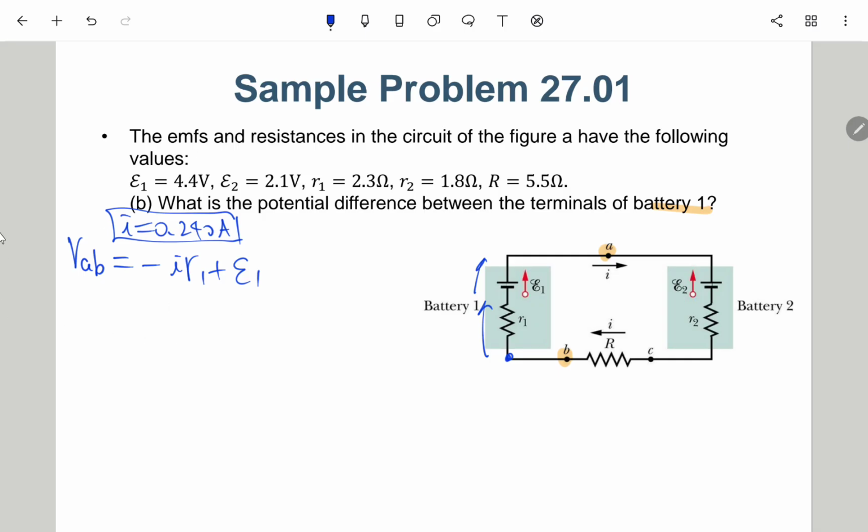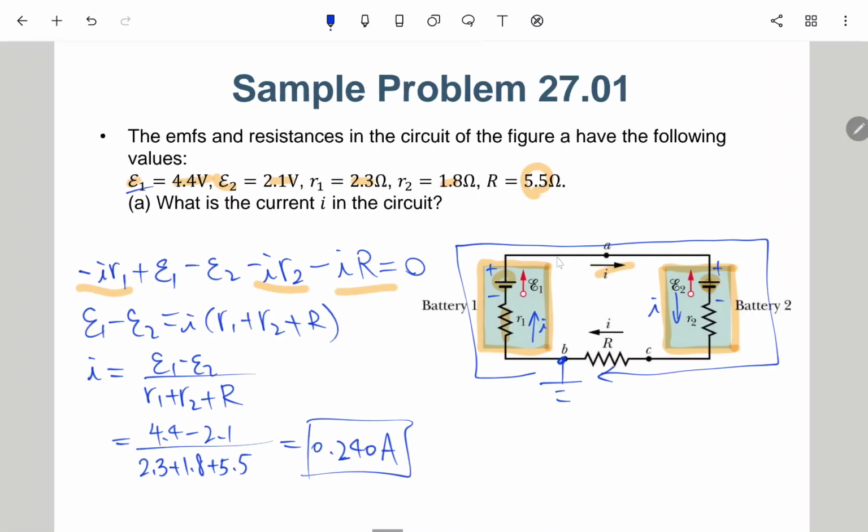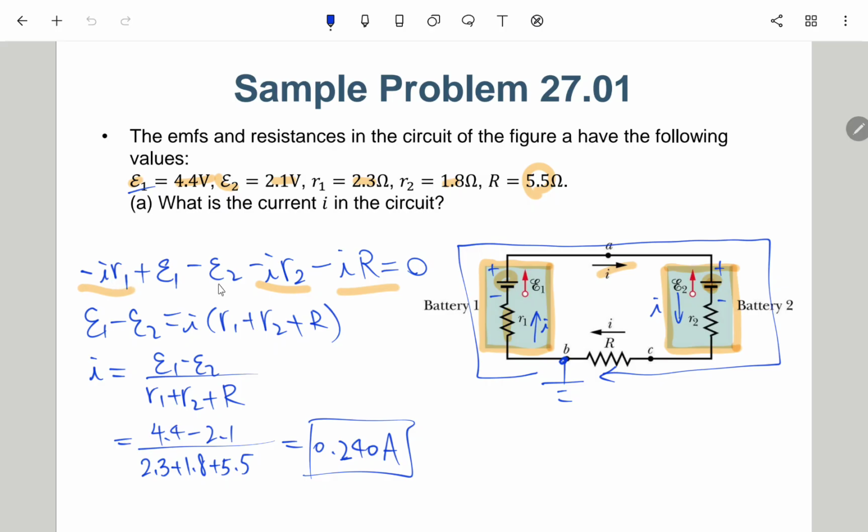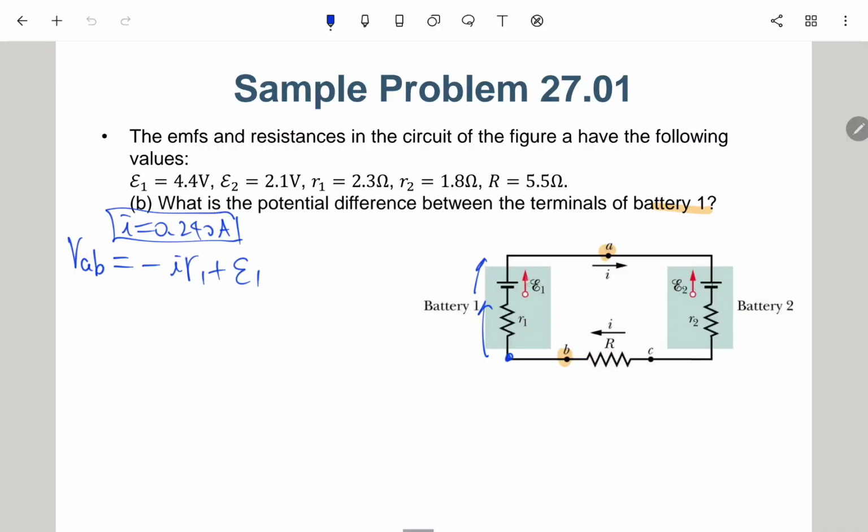Starting from, repeating like this, but we just stop up to here, because we just go from VB to VA. So we only include these two terms for this resistor and this battery. So it will be negative 0.240 times R1, which is 2.3, plus 4.4, so this is nothing but 3.8 volts. Okay, so far any questions?